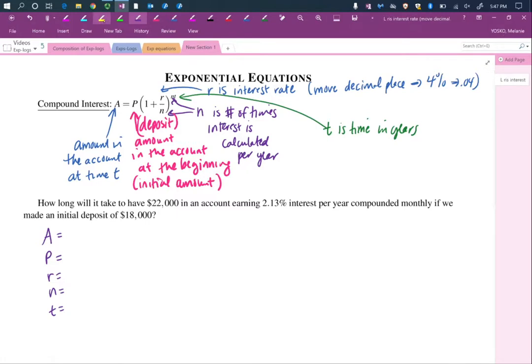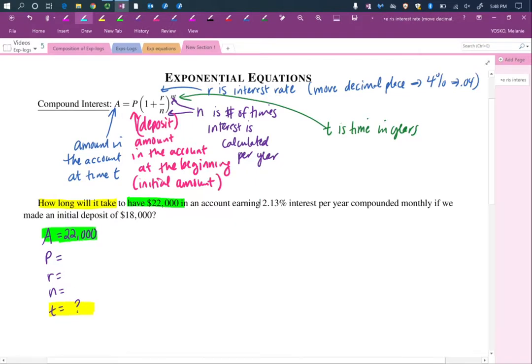So let's just go piece by piece and dissect this problem. How long will it take? So is that A, P, R, N, or T? Remember, our question tells us what our variable is, which one we're looking for. So how long deals with time, right? So we are looking for time. That's the question we're trying to answer. How long will it take to have $22,000? So $22,000, is that what I initially deposit, or is that what I want in the account at the end? Well, that's how much I want in the account at the end when I'm done. A will be $22,000.